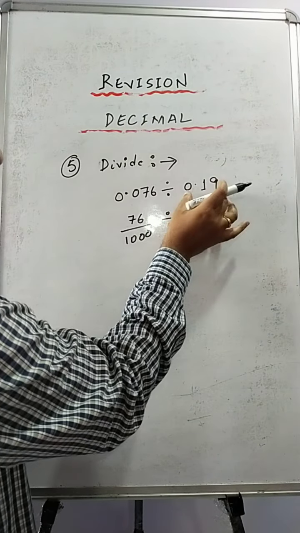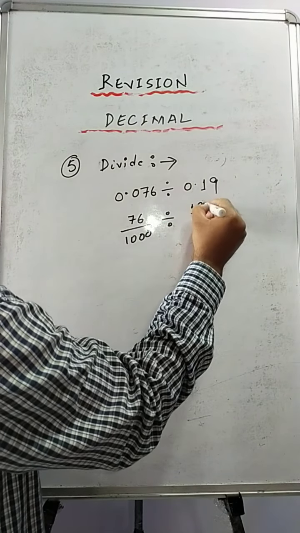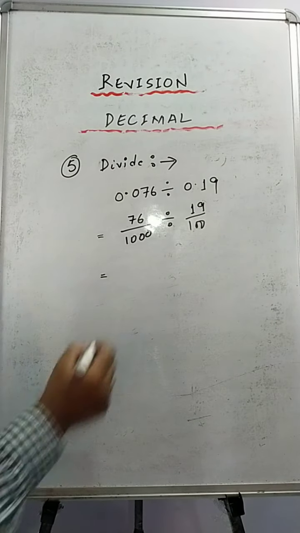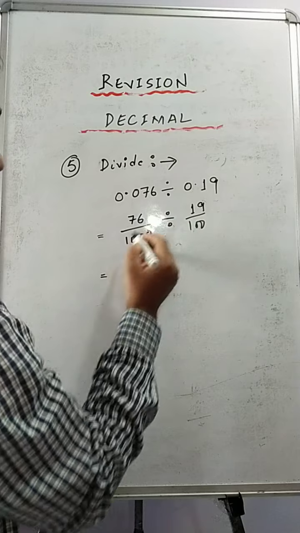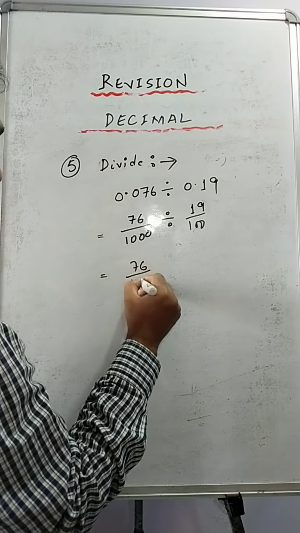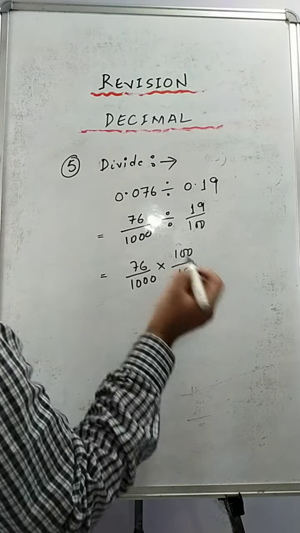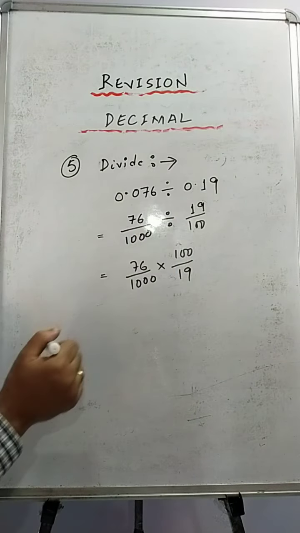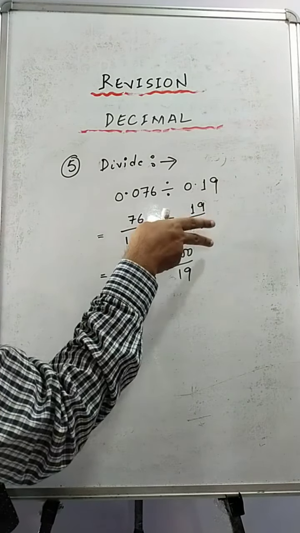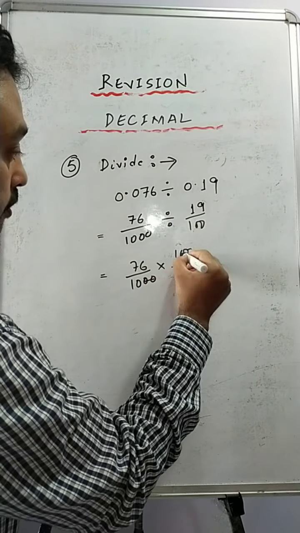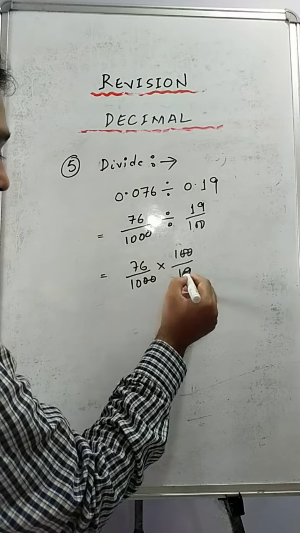Then again we have to convert this into fractional form. So 19 by 100. Now in the next step, we will replace this sign with the multiplication sign. So 1000 into 100 upon 19. We all know that when we replace the division sign with the multiplication sign, the right hand side fraction gets reciprocated. Fine. Now we'll reduce these 2 zeros, and 76 is divisible by 19.